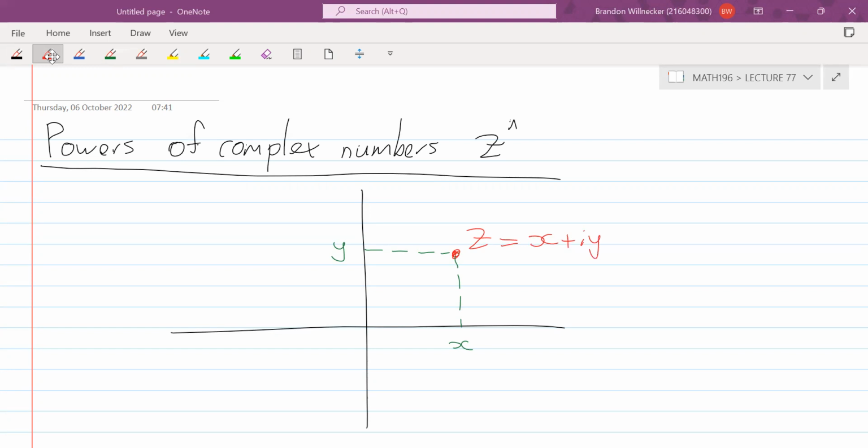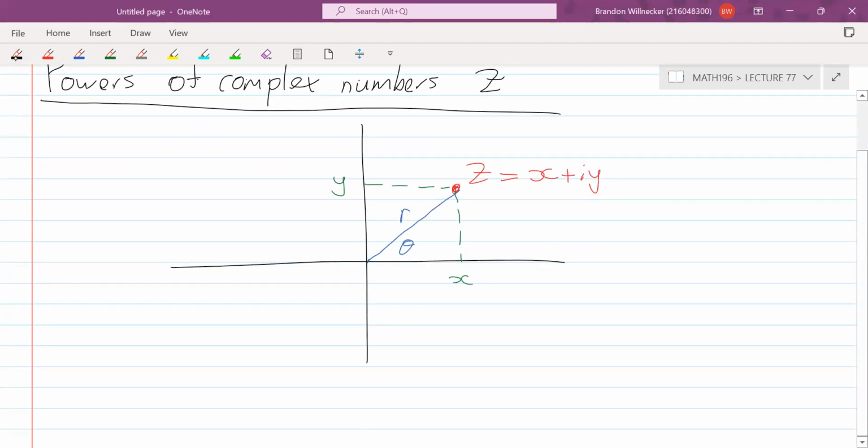If we want to look at this in polar form, it's pretty much the same as looking at this in terms of polar coordinates. So what we can do is draw a radial line from the origin to the complex number. We call that r. The angle that it makes with the real axis, we call that theta. And then that gives us the polar coordinates of this complex number.